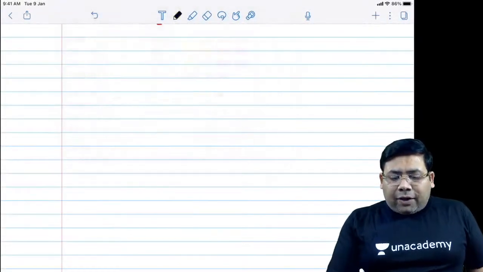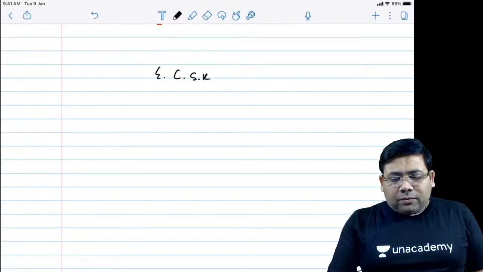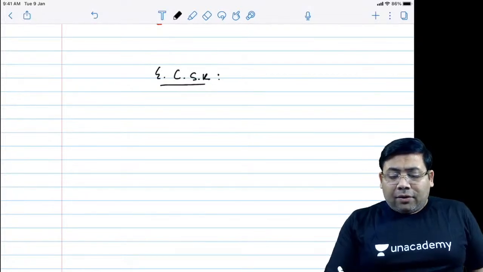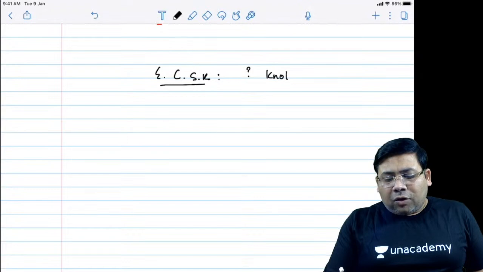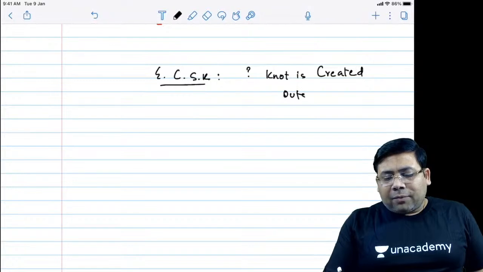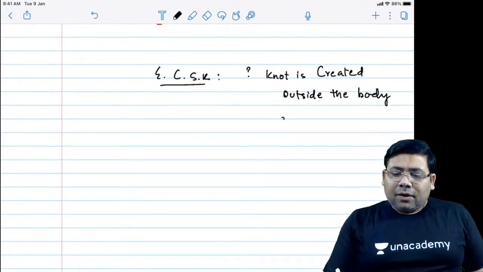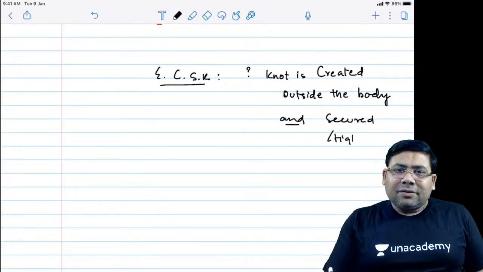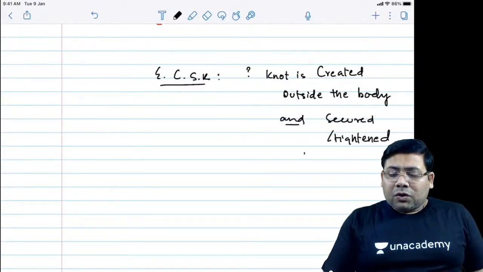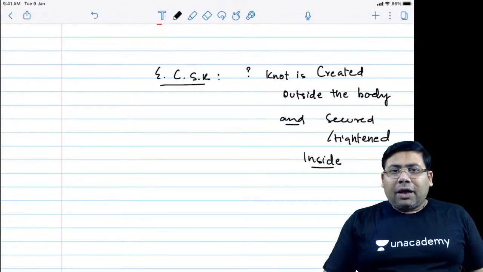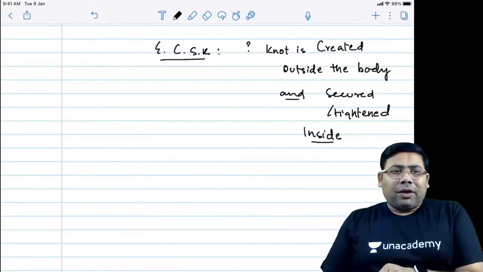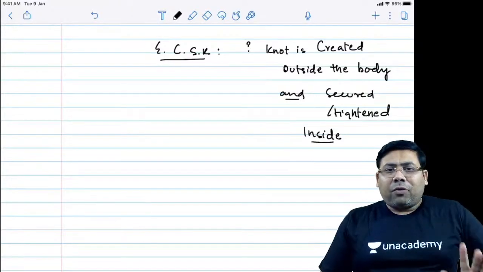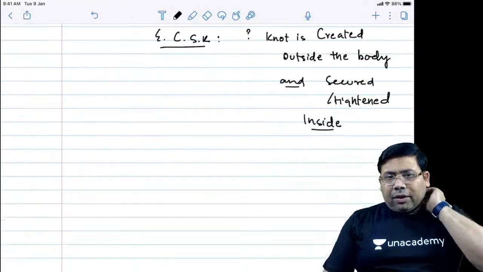Why is it known as extracorporeal slip knot? Why is it extracorporeal? The knot is created outside the body and secured, or you can say tightened, inside the body. Is that clear? This is a very important point about that.